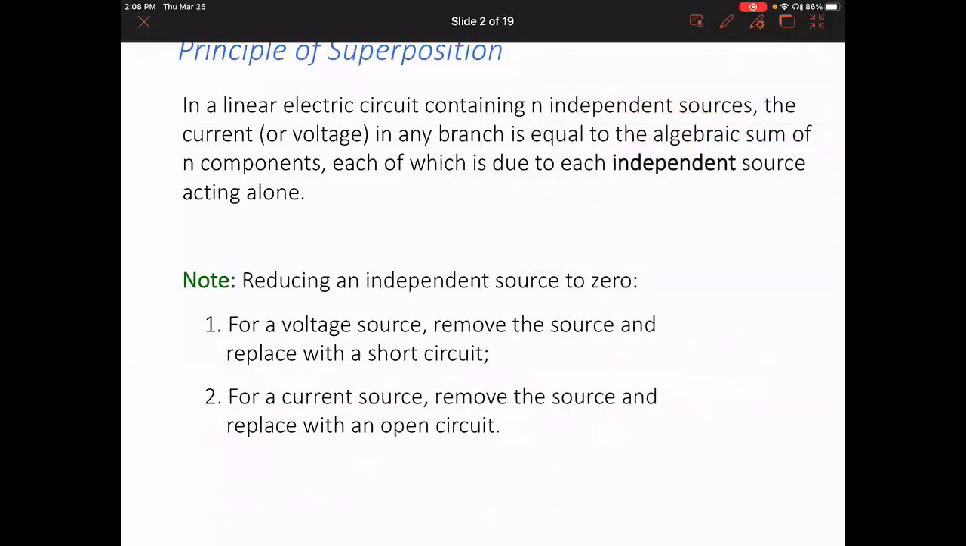Okay. Now, how do I make an independent source act alone? To make an independent source act alone, I reduce all other sources to 0, and we've already taken this up. How do you reduce a source to 0? For a voltage source, you remove the source and replace it with a short circuit. For a current source, you remove the source and replace it with an open circuit.